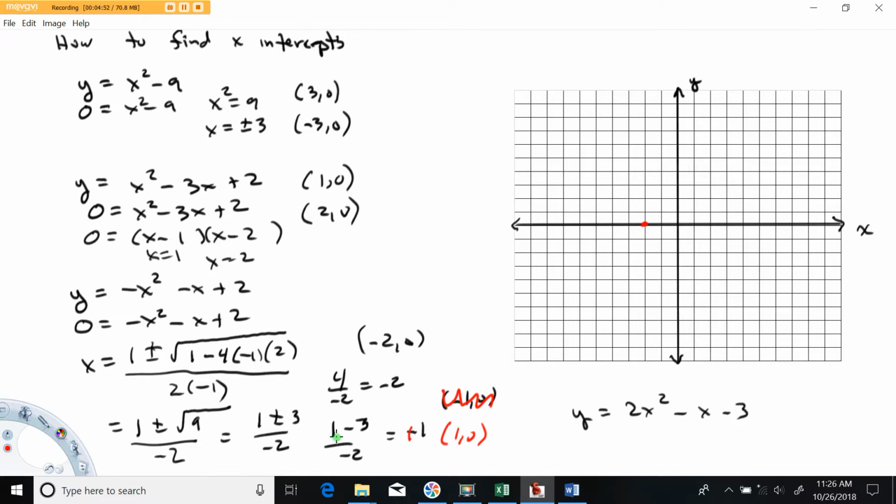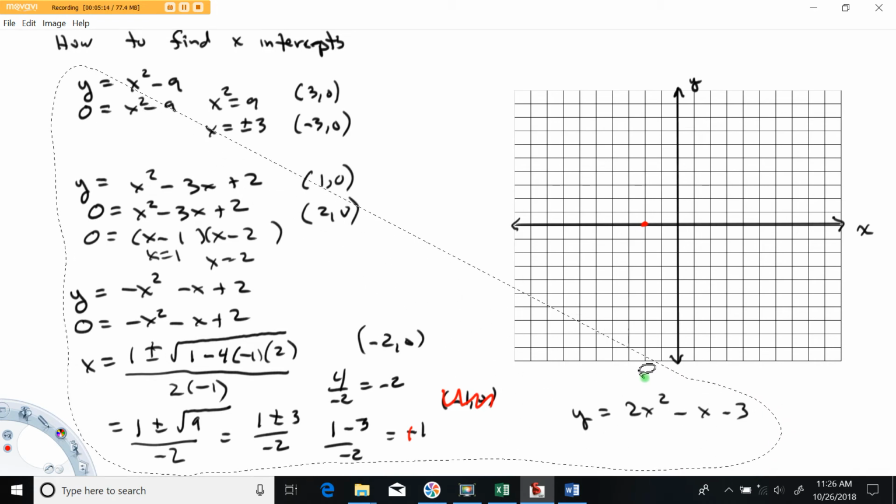That's okay. 1 minus 3 is negative 2 over negative 2. That's plus 1. All right, so that other intercept is plus 1, 0. There it is. I guess I'll just leave that red dot there. All right, last example, and I'm going to make myself a bunch of room for it. Let's get rid of this stuff.